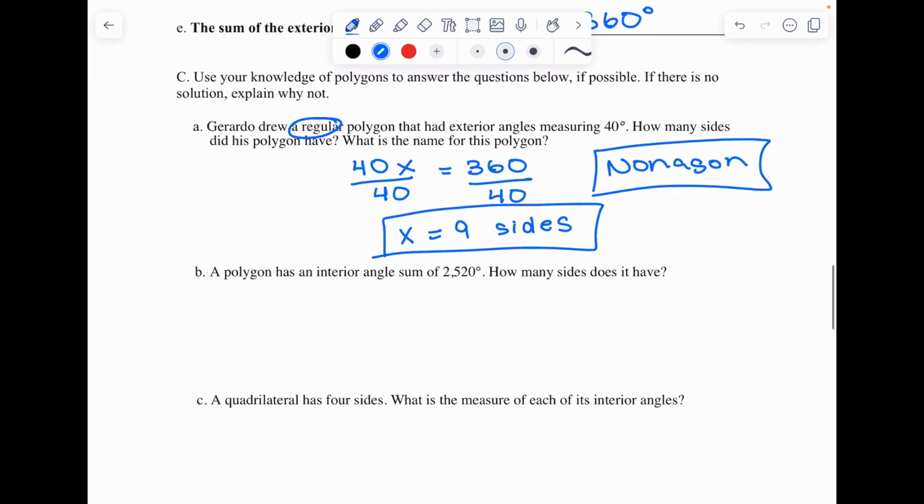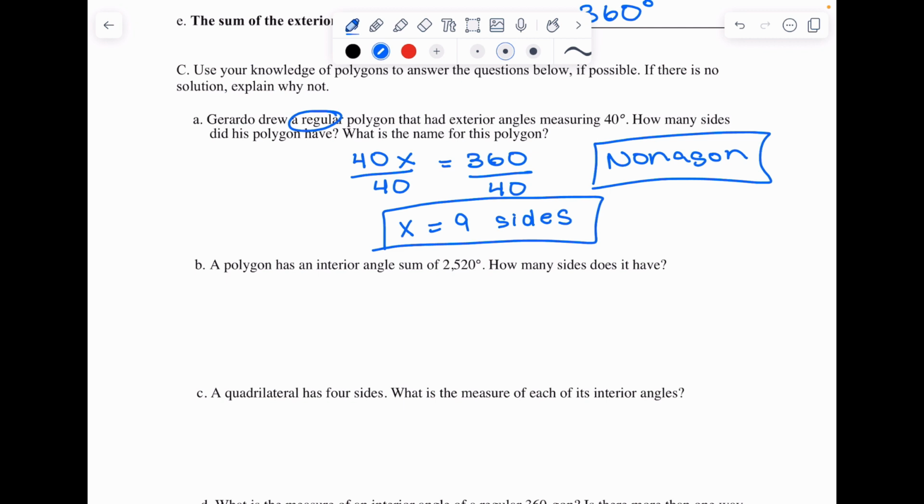In part B, it says a polygon has an interior angle sum of 2,520 degrees. Now this should say a regular polygon. A regular polygon has an interior angle sum of 2,520 degrees. How many sides does it have? Well, the interior angle sum formula is 180 times n minus 2, and we are told that whatever n is, this equals 2,520. And all I have to do is solve for n.